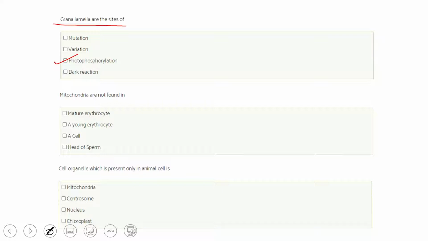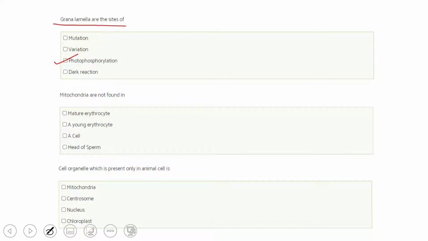The next question. Mitochondria are not found in which of the following cells? Mature erythrocytes, young erythrocyte, a cell, head of sperm. What do you think should be the answer? We have discussed this when we were studying mitochondria.